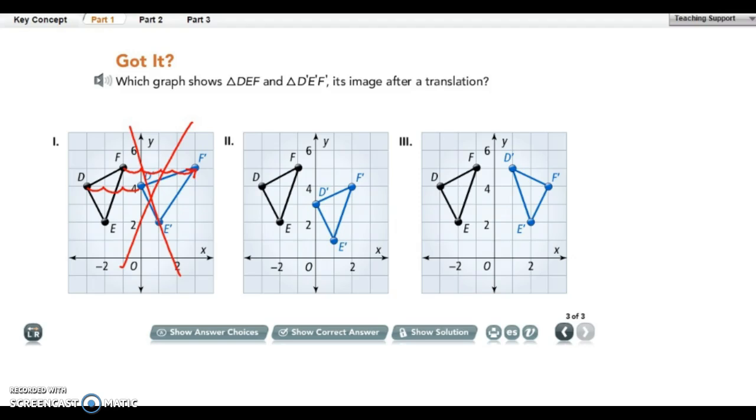Okay, from the second one, we're going to look from D to D prime. We have 1, 2, 3 units to the right and 1 unit down. From F to F prime, it's 1, 2, 3 units to the right and 1 unit down. And for E, we have 1, 2, 3 units to the right and 1 unit down. So for each one, we have 3 units to the right and 1 unit down.